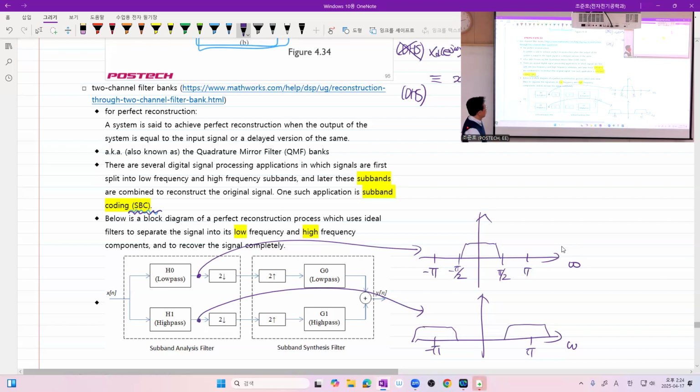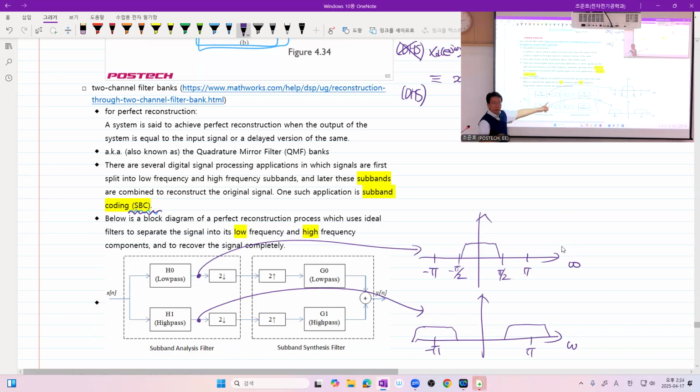And of course, we may have more filters by dividing our entire input signal frequency range into, for example, 3 bands, 4 bands, 5 bands, 6 bands. No problem. If we divide into 6 bands, probably this downsampling factor would be 6.